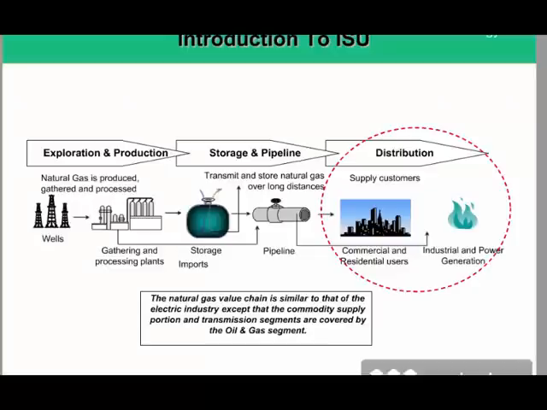This is the natural gas value chain, which is similar to the electricity one we have seen earlier, but there is a difference here. Supply and transmission segments are covered under oil and gas, but in SAP ISU we have the distribution segment only. So there is exploration, production, then storage and pipeline, and then distribution. The customer can be commercial or residential, and they can use it for industrial use and power generation.